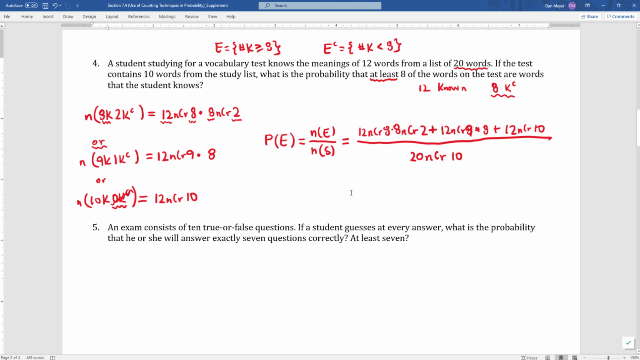All right, so yet another problem that boils down to combinations from a partition selection set. And in this case, because of the at least part of our event, we additionally had to partition our event.